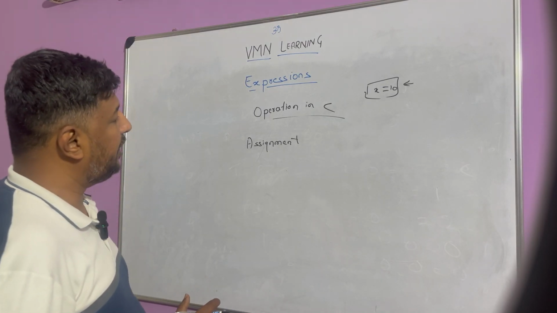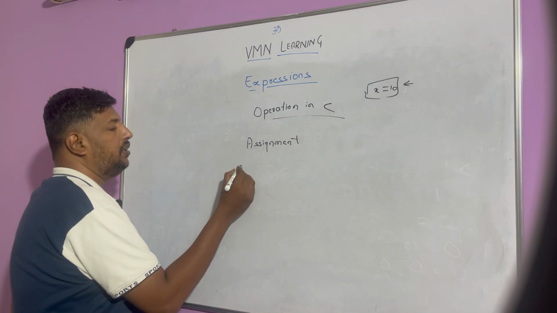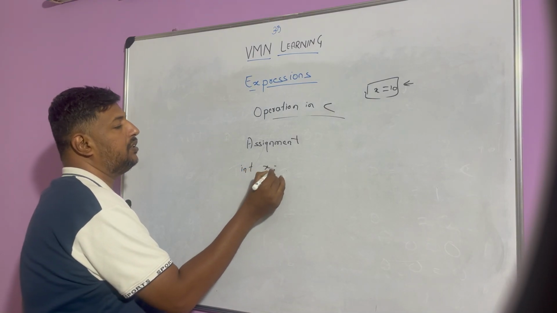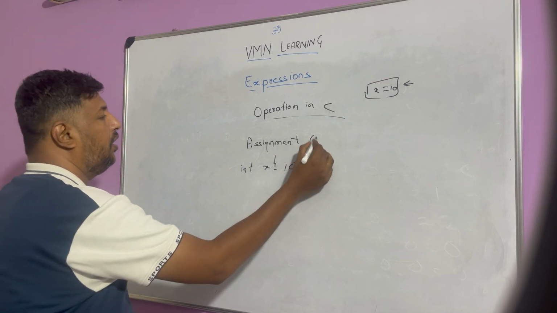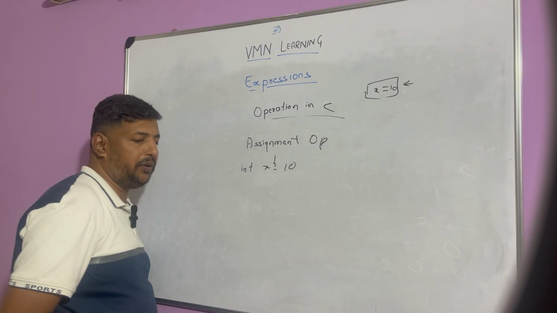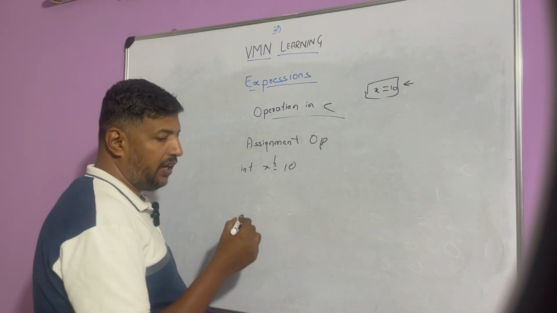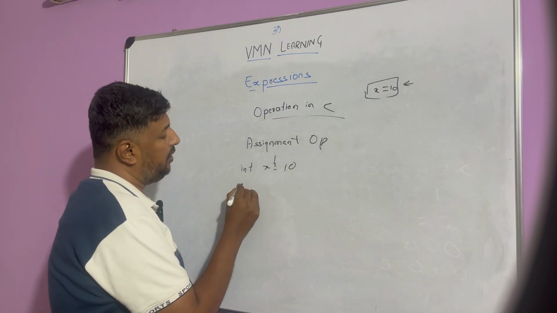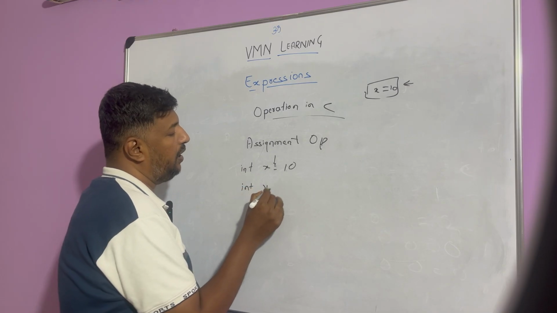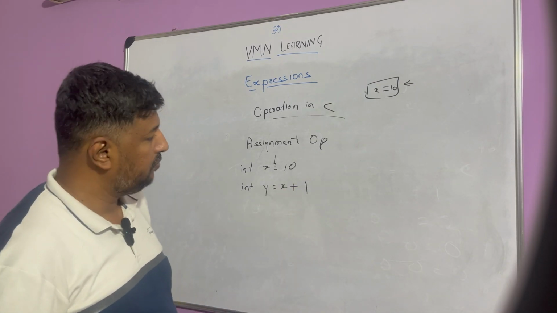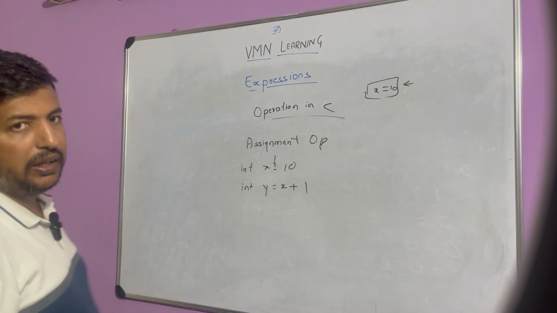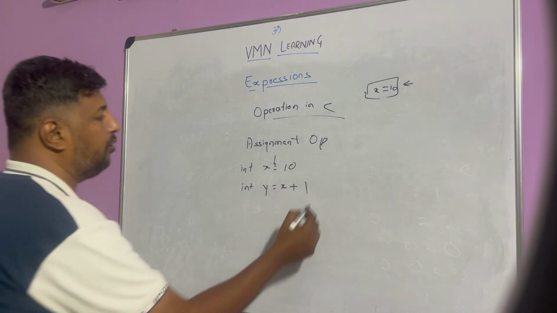So now assignment: int x = 10. This is the assignment operator. Okay, there are many assignment operators. So next, let's say int y = x + 1. What will be the value of y? It will be 10.